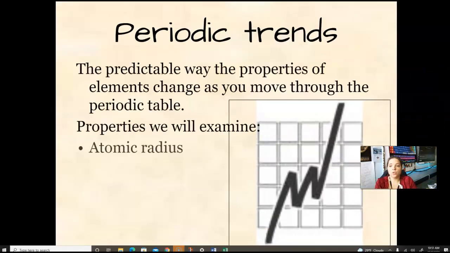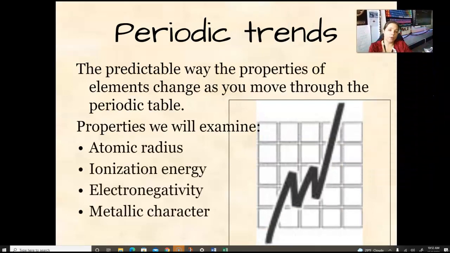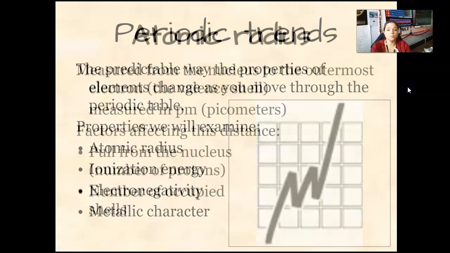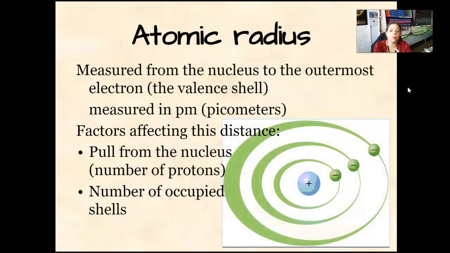All right, so with this, the periodic table actually has trends that go through it. These are the predictable ways the properties of elements change as you move through the table. The properties that we're going to look at that have trends are the atomic radius, the ionization energy, the electronegativity, and the metallic characteristics.